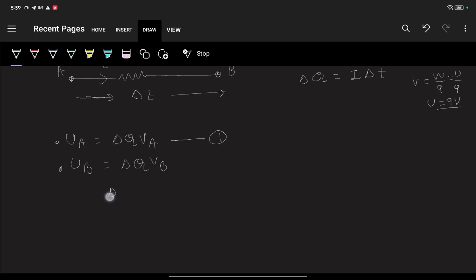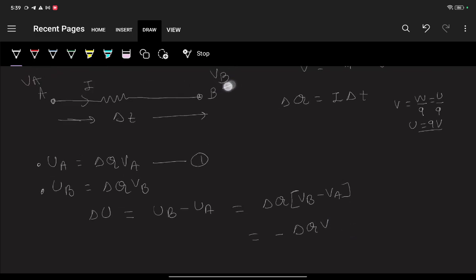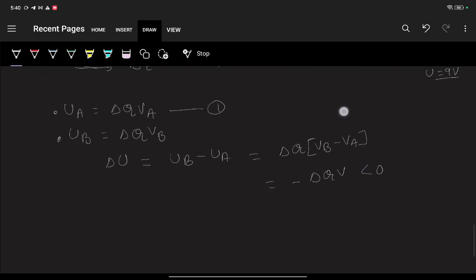So what is the change in potential energy? It is nothing but UB minus UA, right? Which can be given as delta Q times VB minus VA. It will be negative, delta Q times V. Why? Because potential at B is lower than potential at A. Yes or no? Yes, of course.